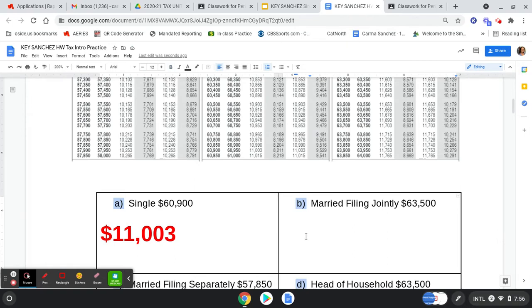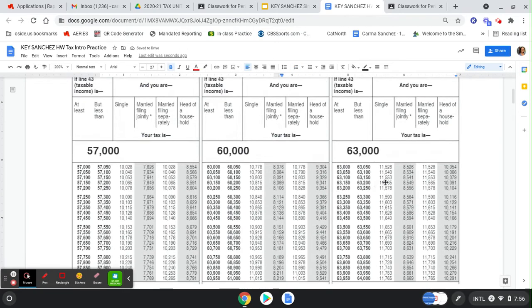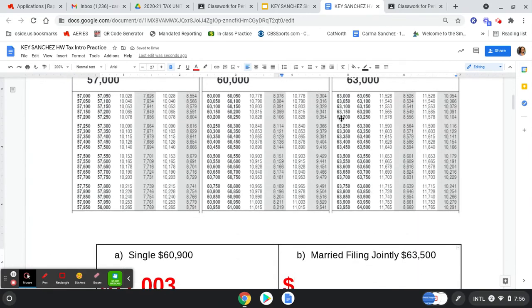Next one's going to be in the second column because it's married filing jointly. So 63,500. It's going to be in the 63,000 box. 63,500, following it down. Again, I'm on this third section in the top row, at least 63,500, and then I follow it across to married filing jointly, the second column. Do you see it there? What'd you get? You got it, 8601.